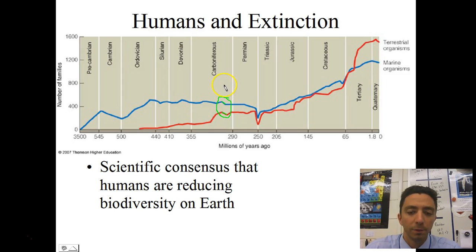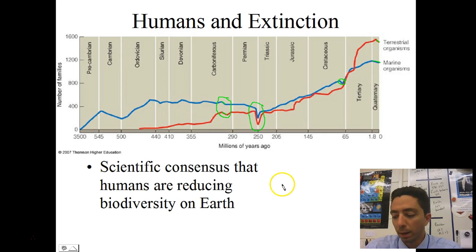That would be a period of extinction or mass extinction, in fact. This one here is very well pronounced, a very large dip in species. There, we've got a little small dip right here in our marine organisms. And if you look all the way up here, the scale on the bottom here is millions of years. So if you look all the way up here in the last so many years, there is another dip happening. Terrestrial organisms are dropping along with marine organisms. And so the scientific consensus is that humans are reducing the biodiversity on Earth.